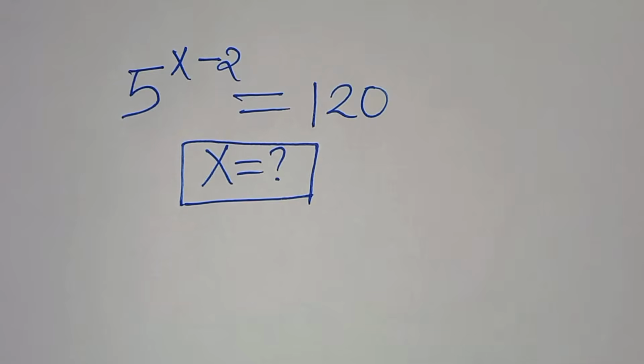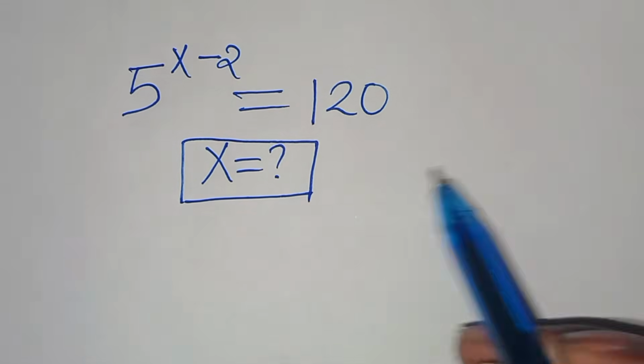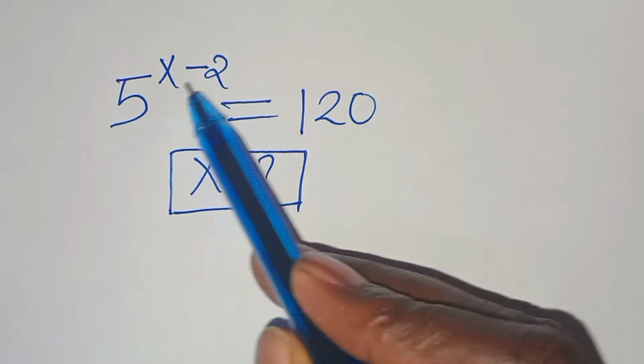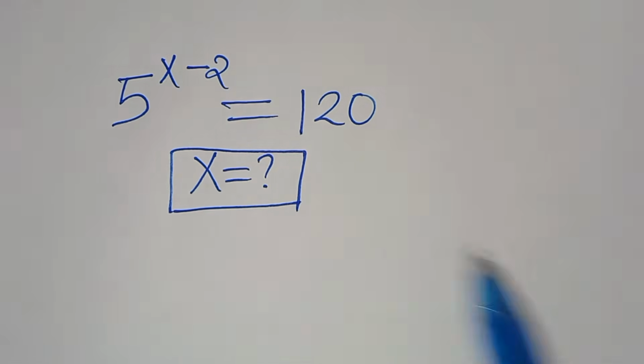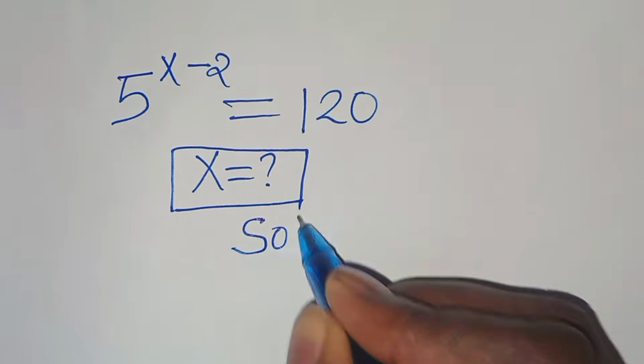Hello everyone, you're welcome to solve this nice exponential equation, which is 5 to the power of x minus 2 equal to 120. What is the value of x? Now let's provide a solution from here.